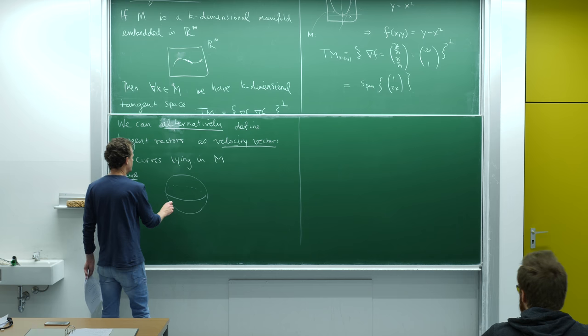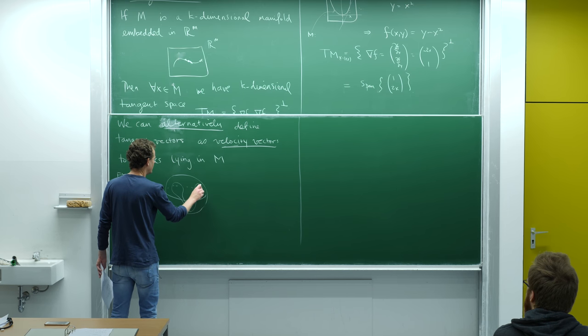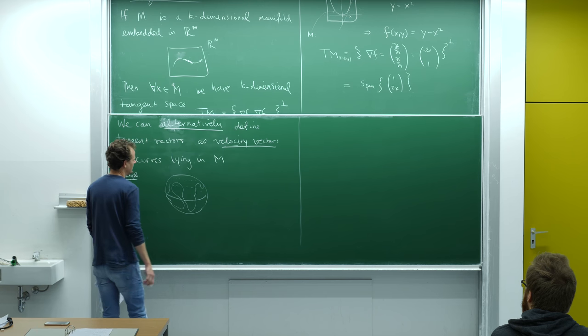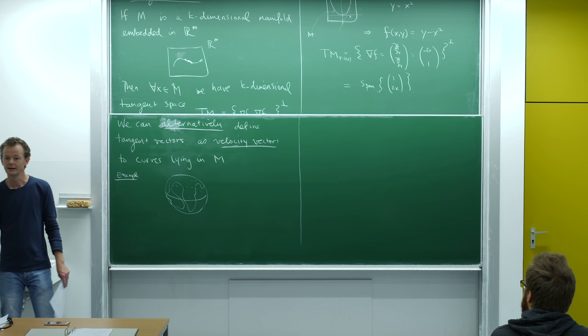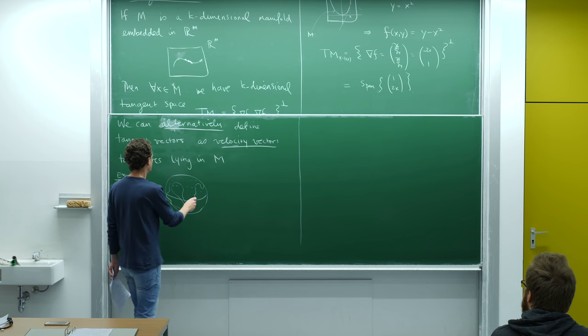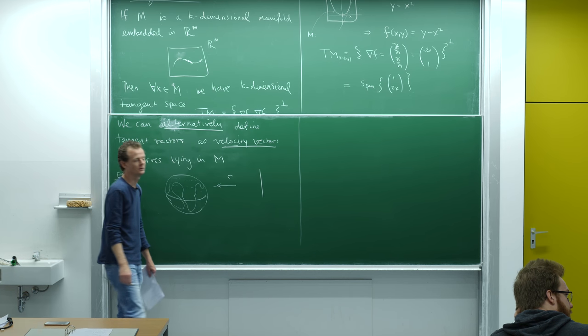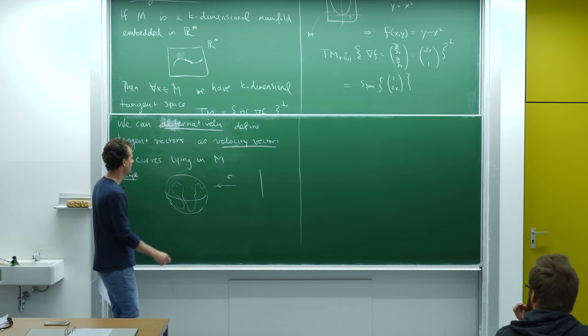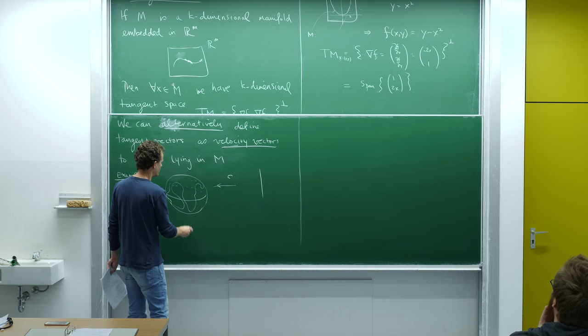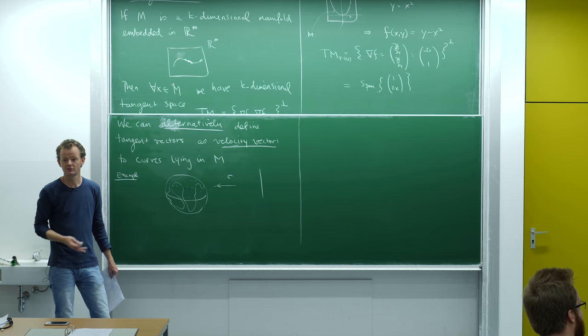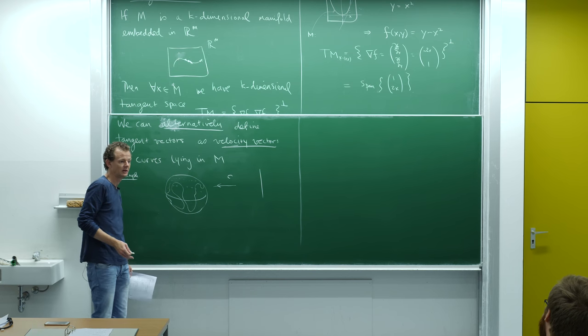So we imagine that you have some curve, and you could draw an arbitrarily complicated curve as long as it satisfies the definition of a curve. You have a curve in the sphere, and you know what that is from our previous discussion: some map from the real line to the sphere. And we can talk about the derivative of this curve, right? Because it's a smooth map.